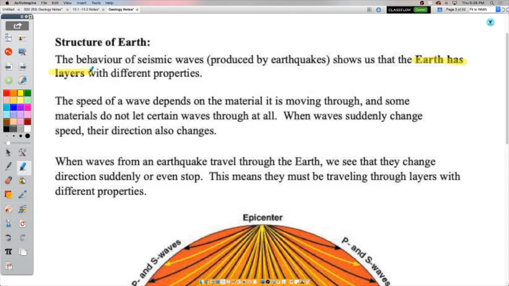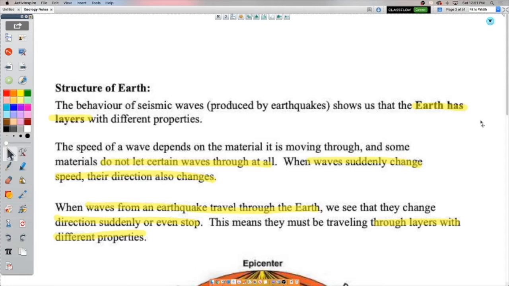Well, the speed of a wave depends on the material it's moving through, which you actually knew, right? You might not have ever thought about it, but imagine you're sitting in a tub full of water and you're splashing your hands to make some waves. Those waves are going to travel pretty quick. They're going to go bloop, bloop, bloop. They're going to spread out away from you.